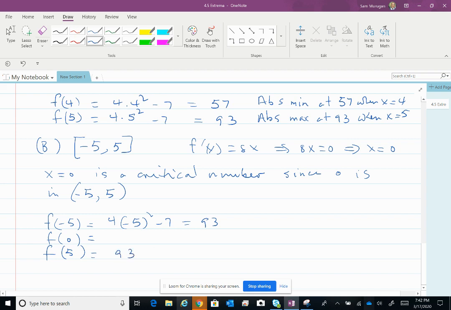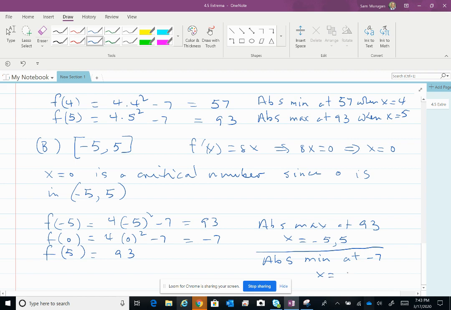And then substituting 0, we have 4 times 0 squared minus 7, which is equal to -7. So this graph has two absolute maximums. Absolute max at 93 for x equal to -5 and +5. And the absolute min at -7 for x equal to 0.